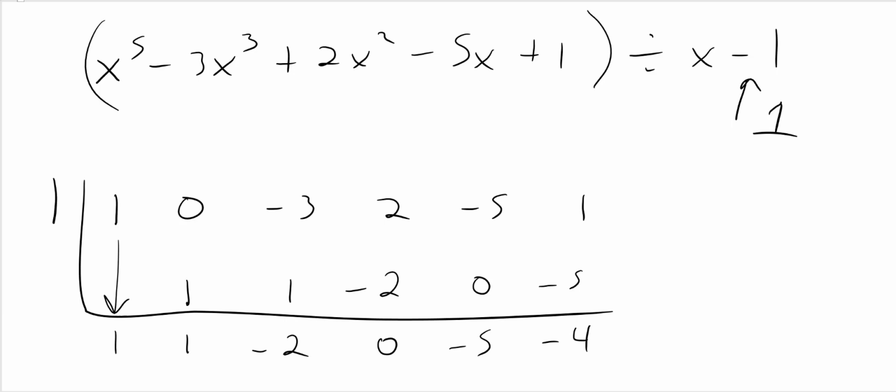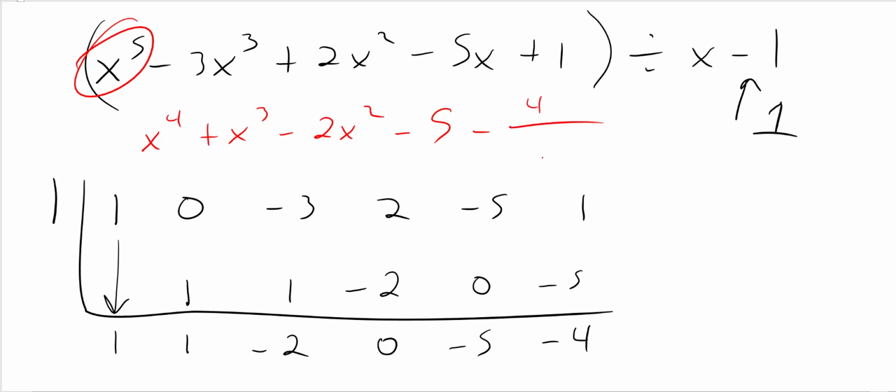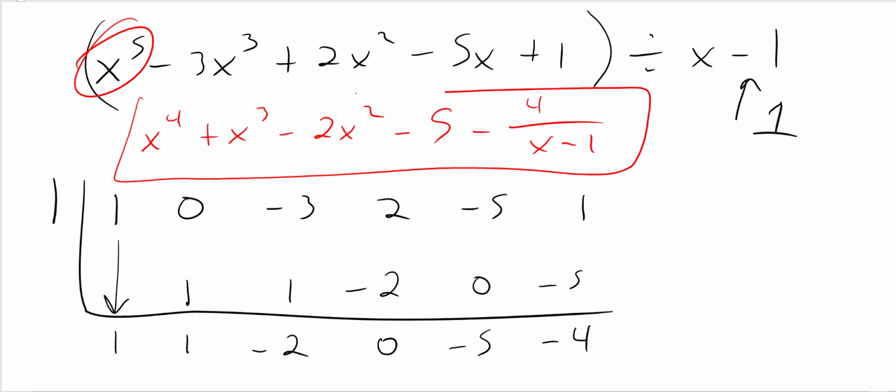Since this is x to the 5th, this is going to be an x to the 4th. So it's going to be 1x to the 4th, let me write over here on top. And then the next one is going to be plus 1x cubed. The next one's going to be minus 2x squared. The next one's going to be plus 0x, so you don't even write that. And then the last one is going to be minus 5. And then minus 4 over x minus 1. Okay, it looks complicated, but that's your answer, guys.